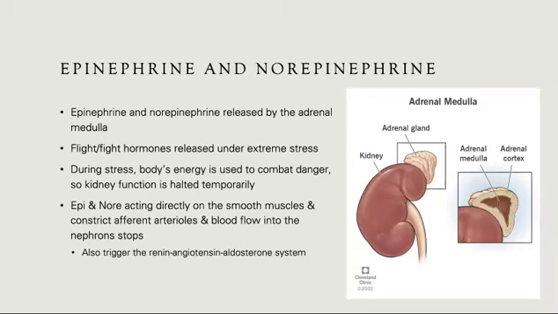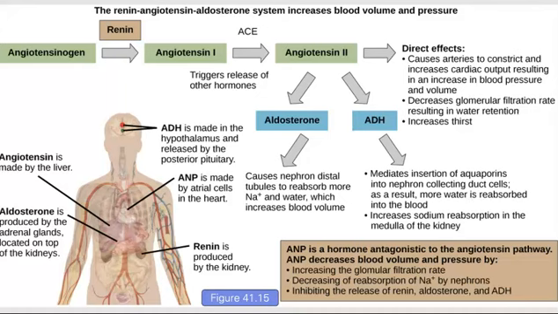And once these hormones are released, we are going to cause a constriction of the afferent arteriole. And when we constrict, we reduce blood flow, and therefore the nephron's functioning is going to slow down and stop. This also triggers something known as our renin-angiotensin-aldosterone system, or RAAS process. So let's take a look at that in figure 41.15 here.